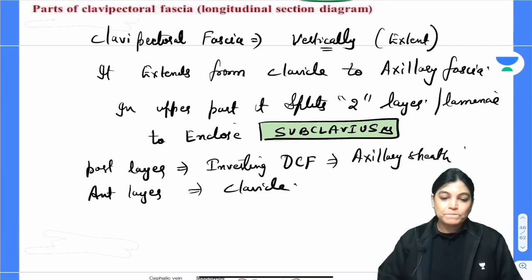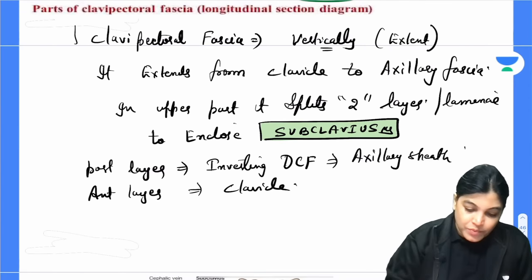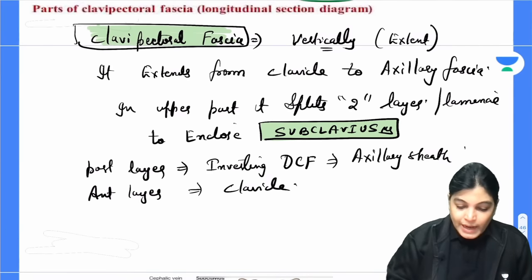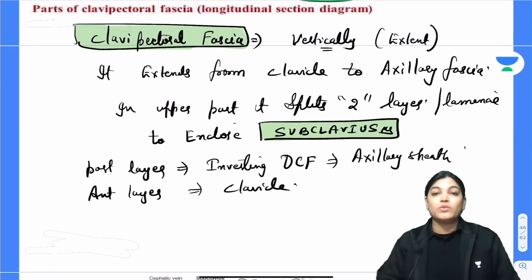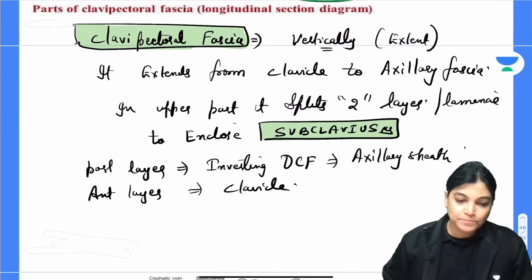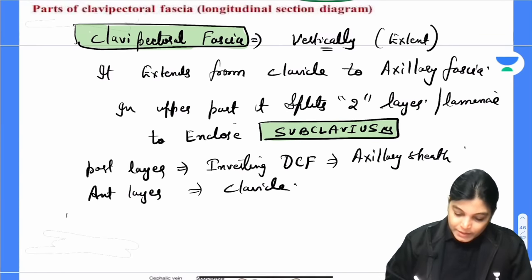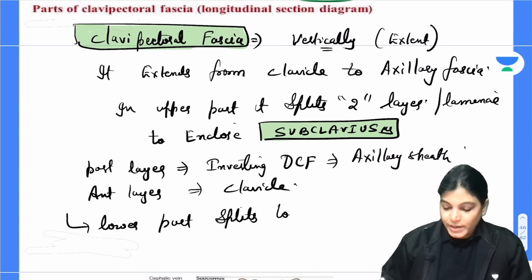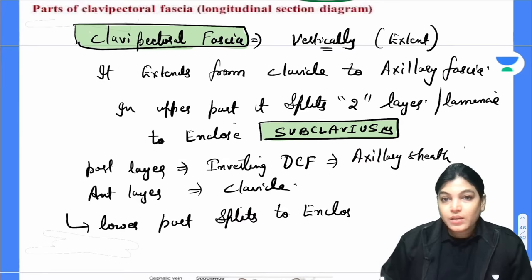Got it? Now, if we move further lower down, the clavipectoral fascia will again form a single layer, and it will again split to enclose another muscle, that is the pectoralis minor muscle. So right now, in the lower part, it splits again to enclose which muscle?